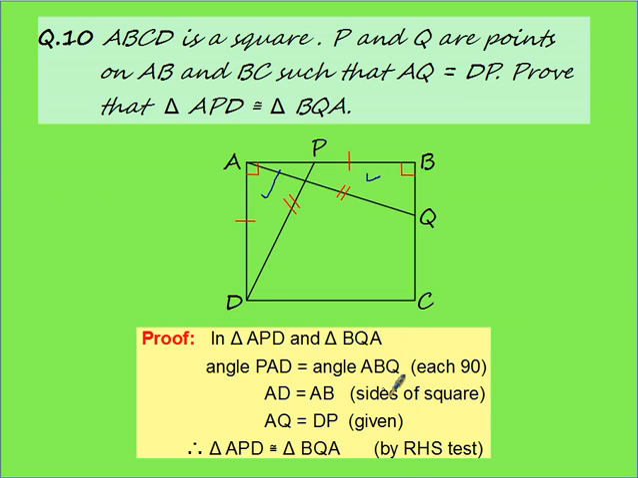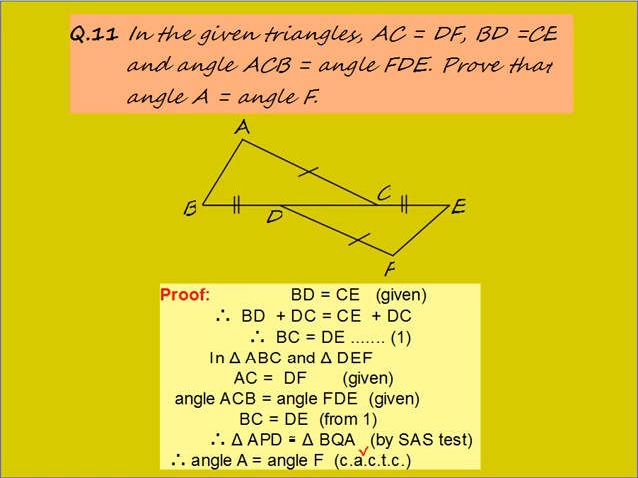Take these two triangles, each has a 90 degree angle, because this is a side of a square. AD is given equal to PB, so this was to be understood. And the hypotenuses are already given, AQ and DP, so by using the hypotenuse side test. Now I go to the next question.